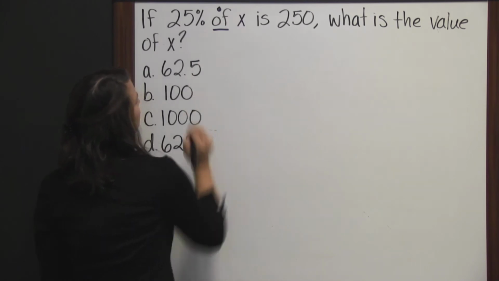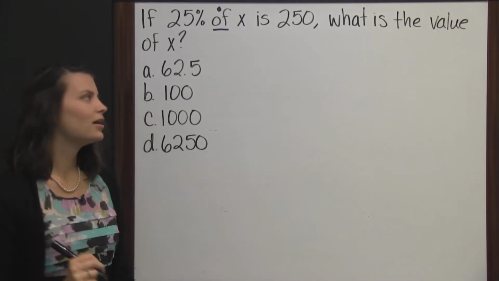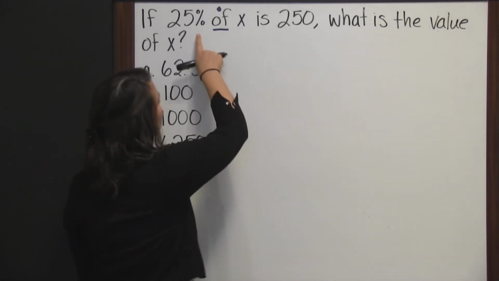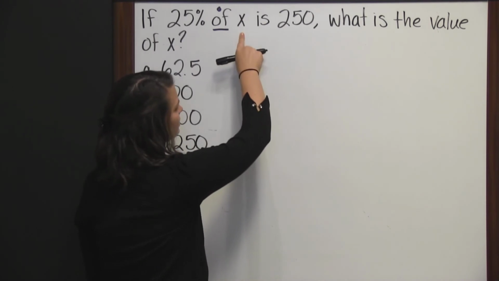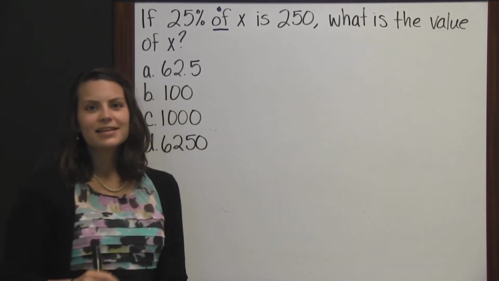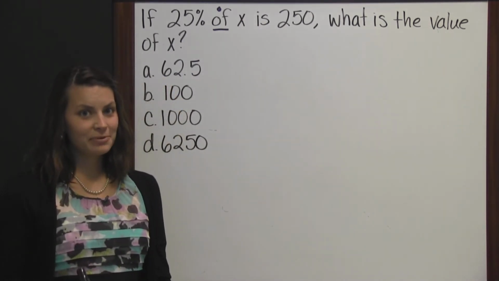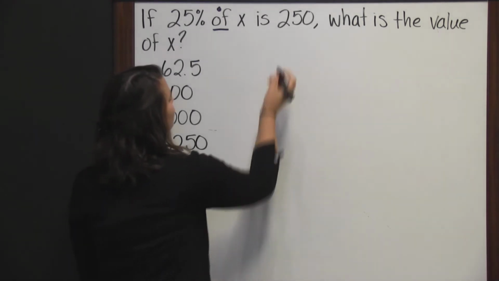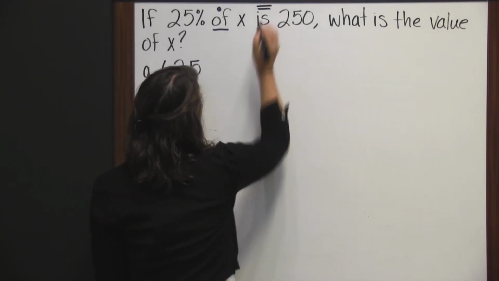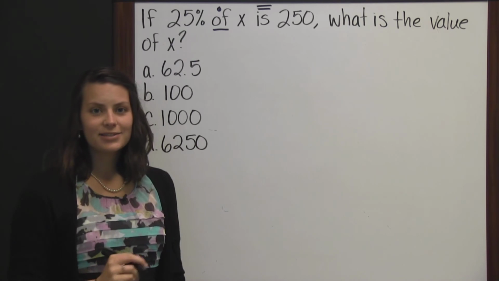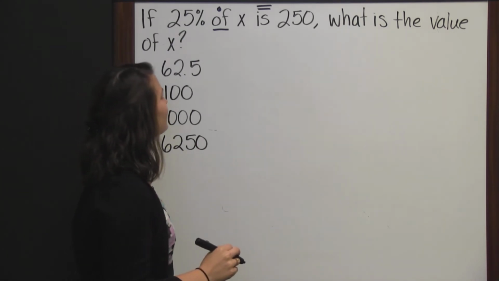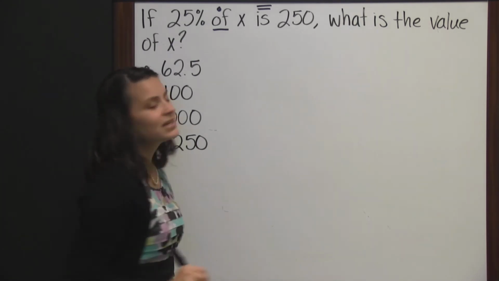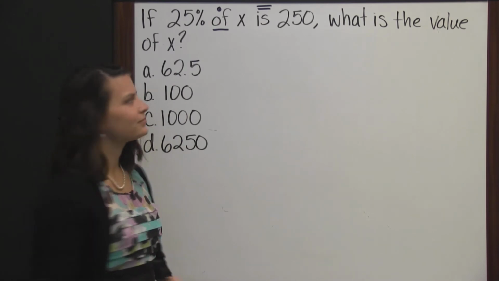So I'm going to put a little multiplication dot above it. So we're going to multiply 25% and x. "Is" is a very important word in math because "is" is an equal sign. So wherever you see that word "is," you can put an equal sign there. And now we can take this and write our equation.